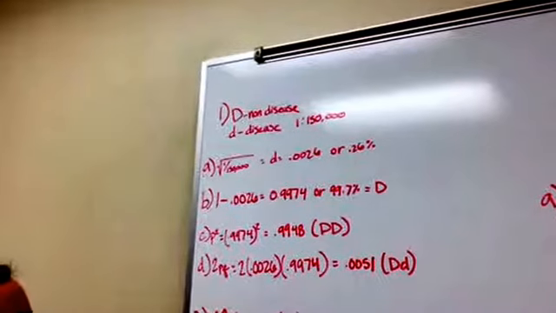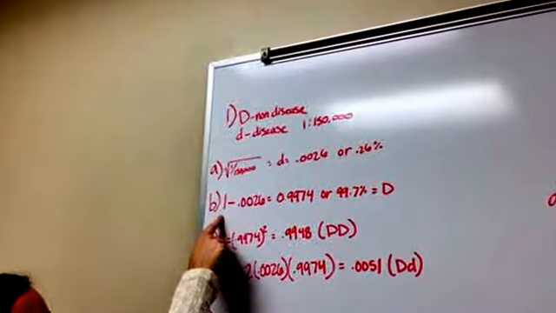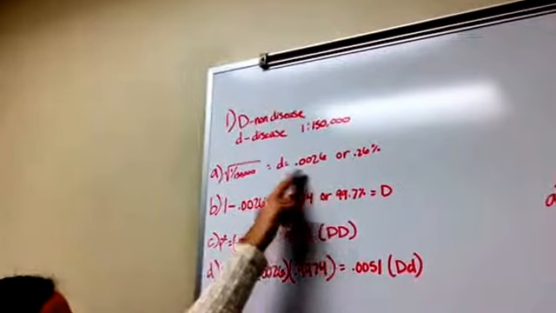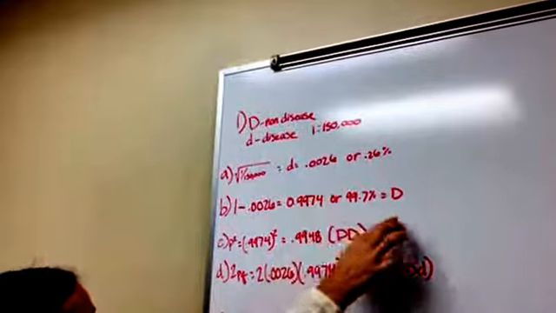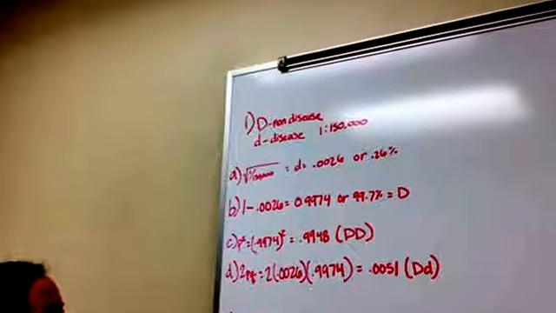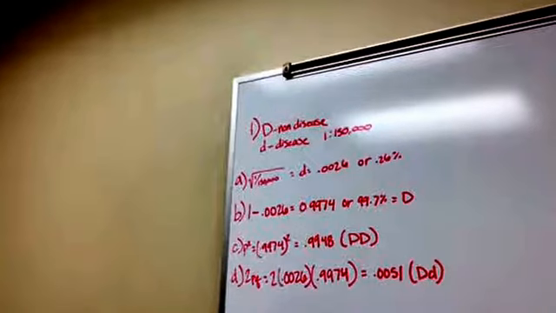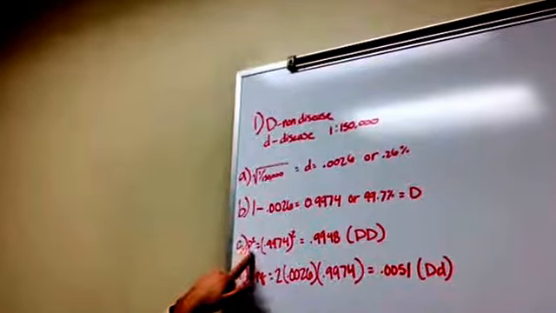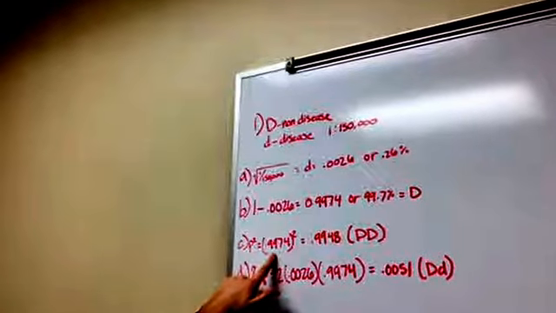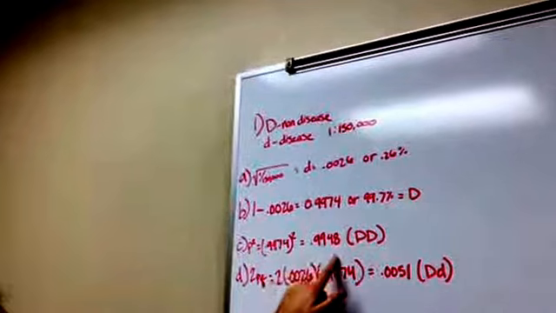And then, again referring back to the Hardy-Weinberg equation, you can just subtract this allele frequency from 1, and you'll get 0.9974, and that's going to be your dominant allele. So for C, it asks what is the frequency of the DD genotype in this population. That's going to be your p squared. You just take the allele that we found for D and square it, and you get 0.9948.